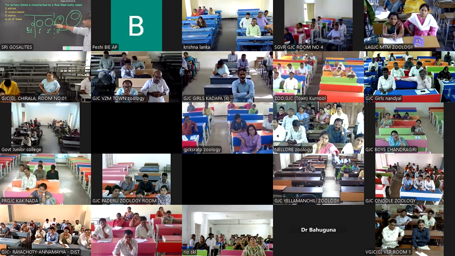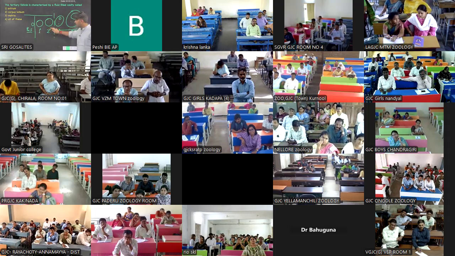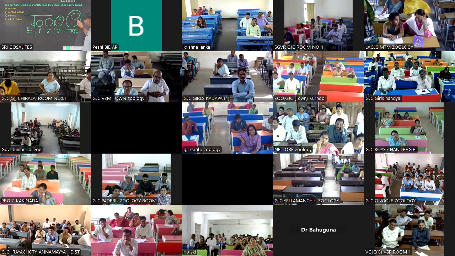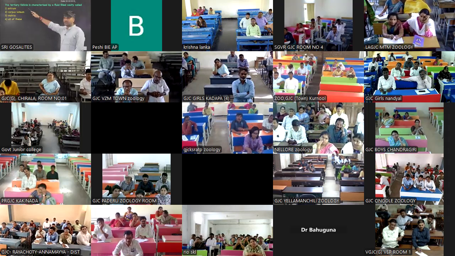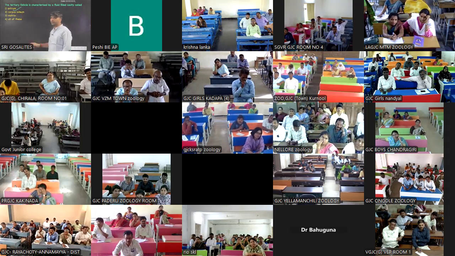Primordial follicles, and then primary, secondary, and tertiary, and quaternary or mature Graafian follicle, contains antrum. So here it is asked about the tertiary follicle, so the answer will be antrum.